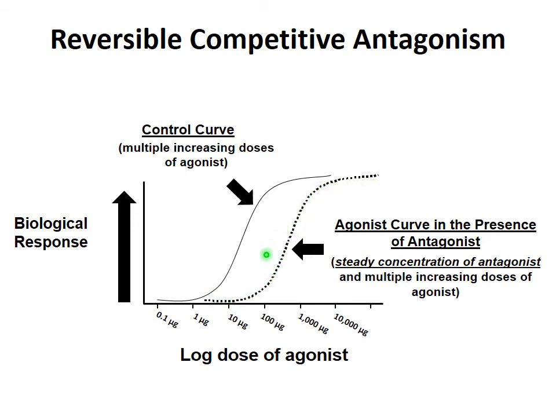Okay, so it shifted it to the right, so that gives us a lower apparent efficacy, but notice the maximum biological activity is the same. And I want you to think about why. If you pause it right now, and then I'll continue talking to explain that, but pause it to think about why we are achieving the same maximum biological response in the presence of a reversible antagonist.